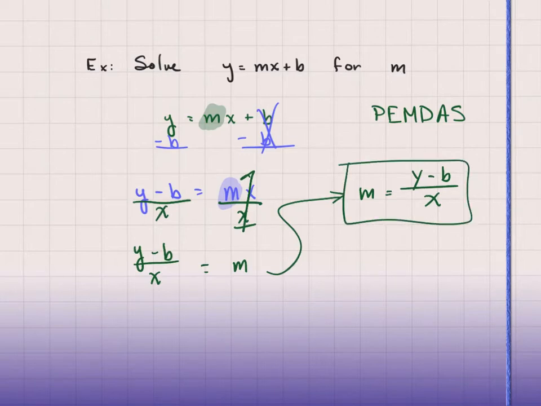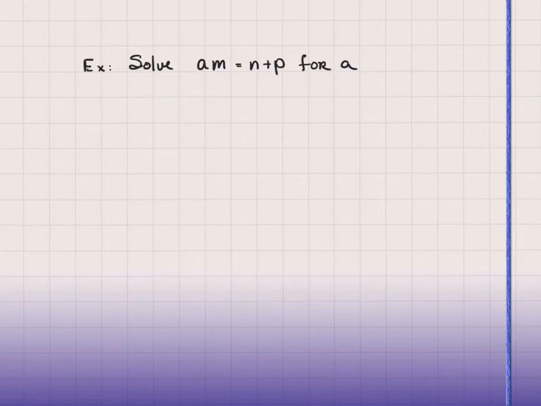Let's look at another. This one looks a little bit more complicated. am equals m plus p, and we're solving for a. Well, this is going to be pretty easy, actually. Pause the video and see if you can think to yourself what you would do. I'll highlight the m. Oops, not the m. I'm solving for a.